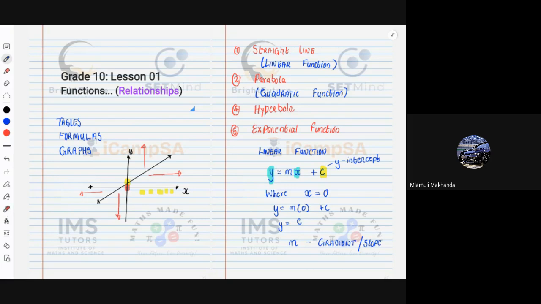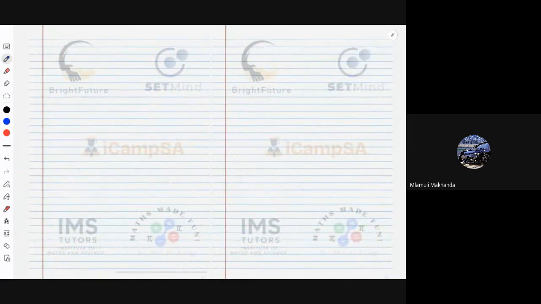When the gradient is big, of course that means our straight line graph will be more steep, like this. And when our gradient is gentle or small, that means that our graph will be gentle, like this. Those doing geography will be familiar with this. So this is basically the straight line function, the relation which represents the relationship between the y and the x values. Okay, let's move on.